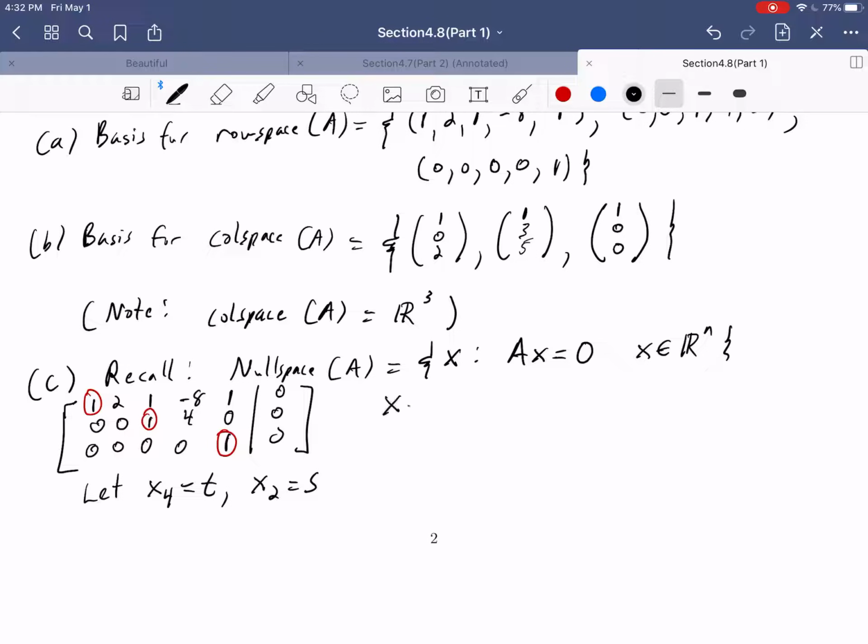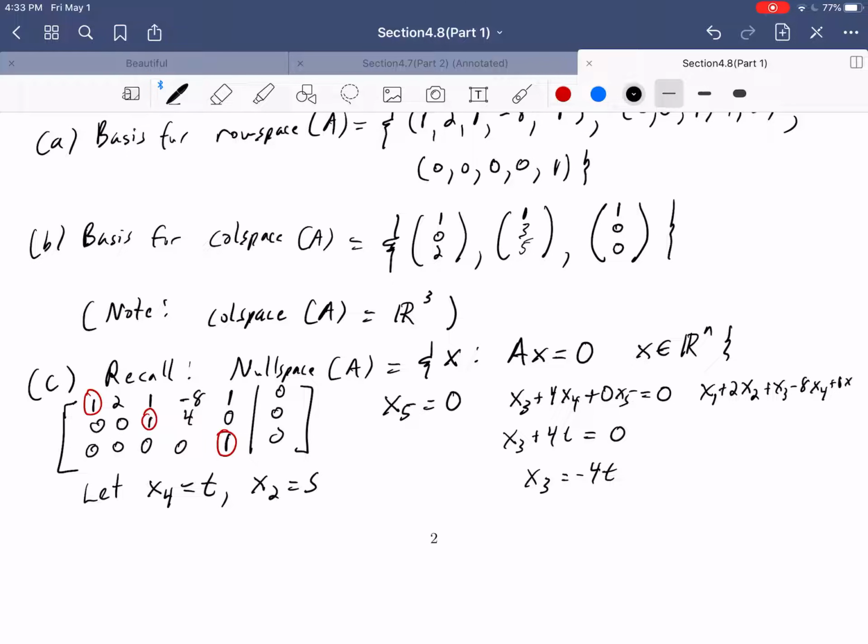So what do these equations tell us? Well, it tells us that x5 needs to be 0. It also tells us that x3 plus 4x4 plus 0x5 must be 0. So that tells us that x3 plus 4t is equal to 0, and x3 is negative 4t. Finally, if we go to this equation here, that tells us that x1 plus 2x2 plus x3 minus 8x4 plus x5 has to be 0. That looks horrendous, so let's just give ourselves a little bit more room there.